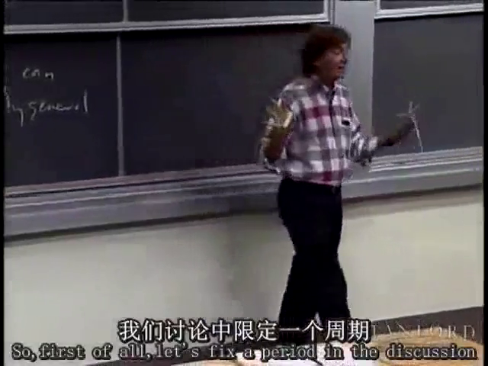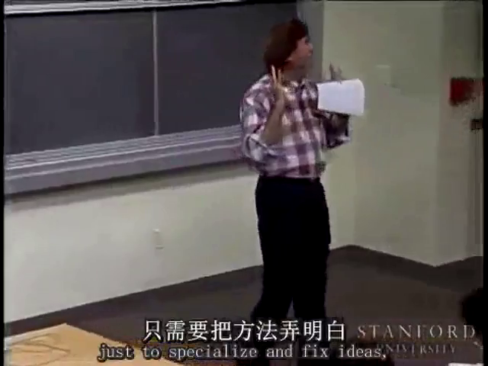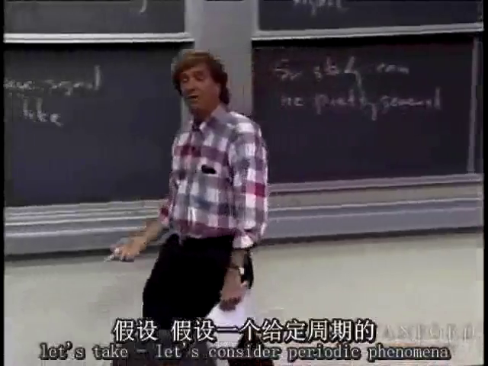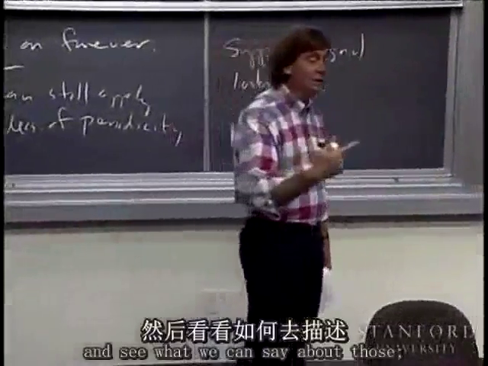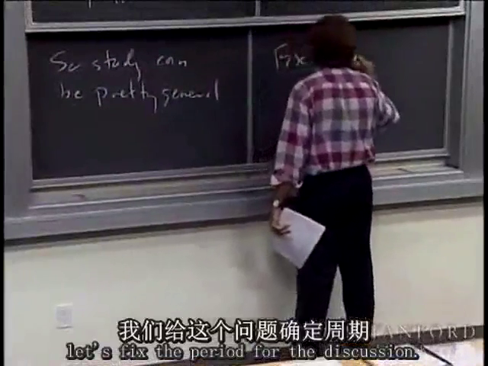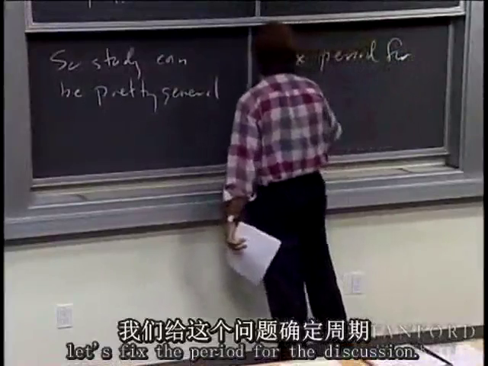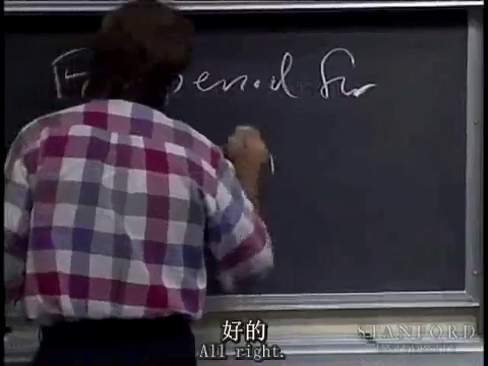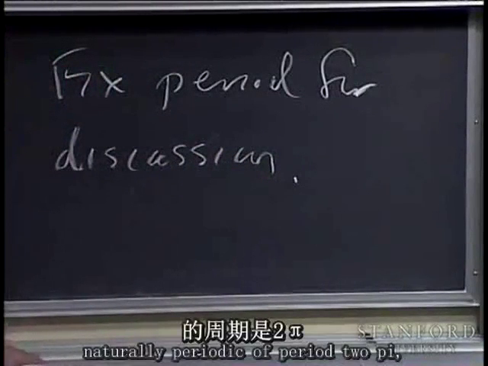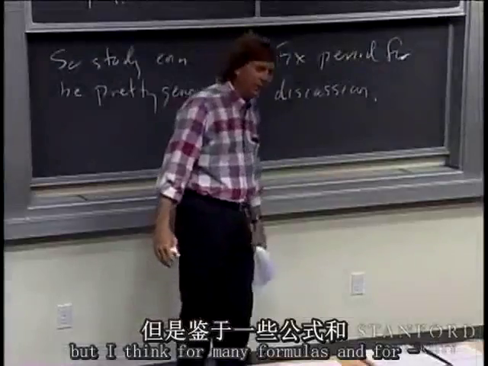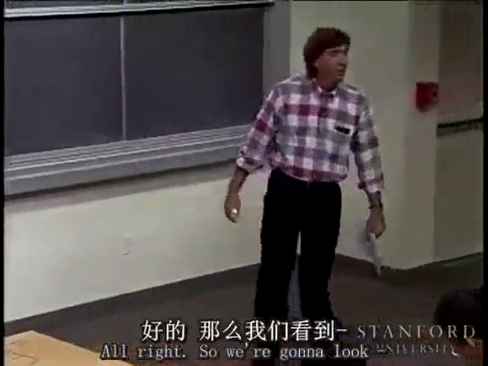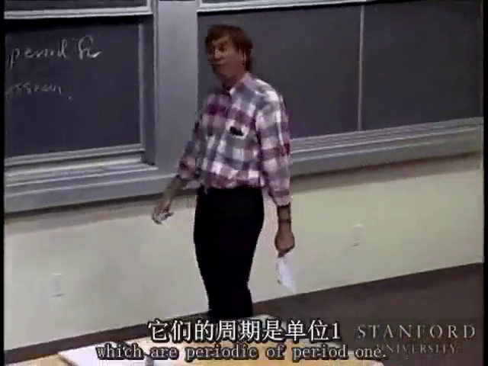So first of all, let's fix a period in the discussion. Just to specialize and fix ideas, let's consider periodic phenomena of a given fixed period and see what we can say about those, see how we can model those mathematically. So for the discussion, let's fix the period. And there's a choice here. A natural choice would be 2 pi, because the sine and the cosine are naturally periodic at period 2 pi. But I think for many formulas and for a variety of reasons, it's more convenient to fix the period to be 1. So we're going to consider signals which are periodic of period 1.